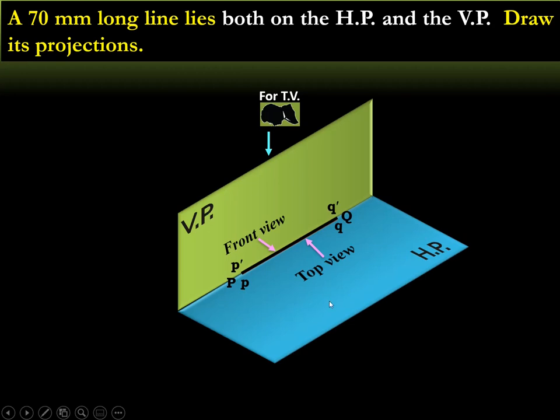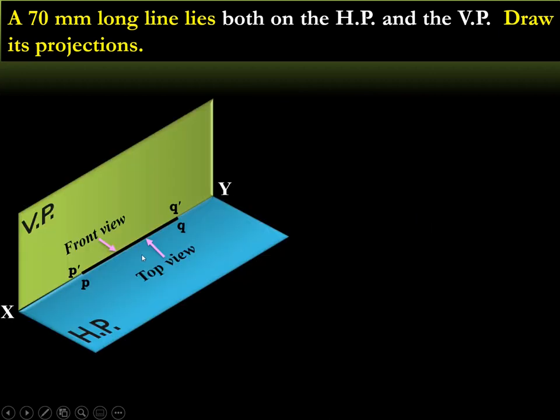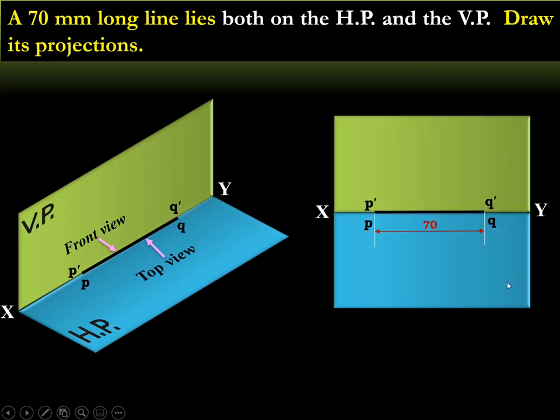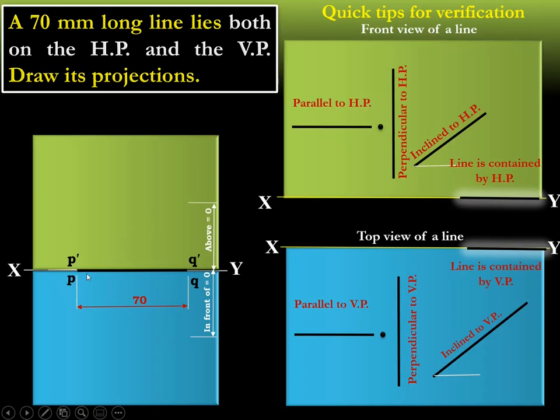After obtaining the top view on the horizontal plane, we need to rotate the horizontal plane along with the top view line into 90° clockwise. Since the top view line small pq is already located on the XY line, the orientation of the top view line will not change, but it will remain unaltered. Now this will become the final solution, and the final solution need to be drawn on a 2D plane or on a 2D paper. Now let's verify the final solution using quick tips.